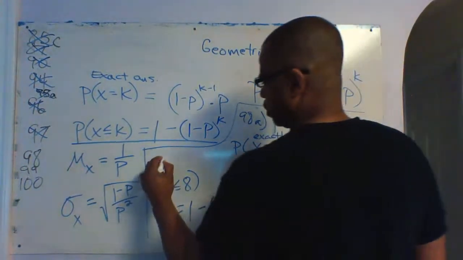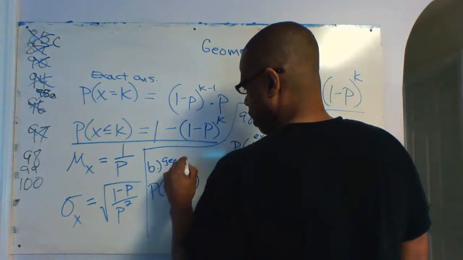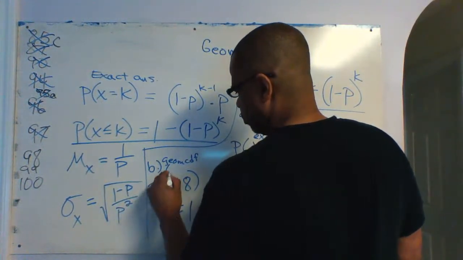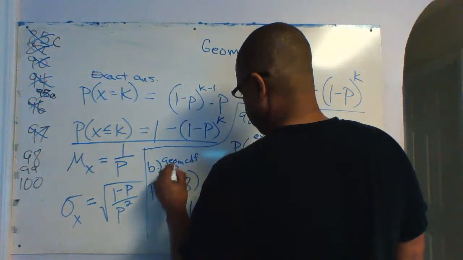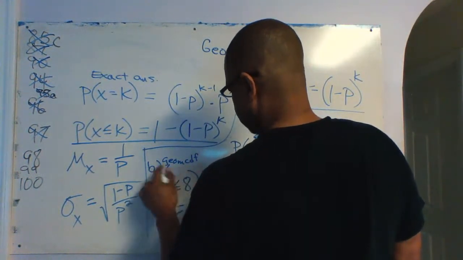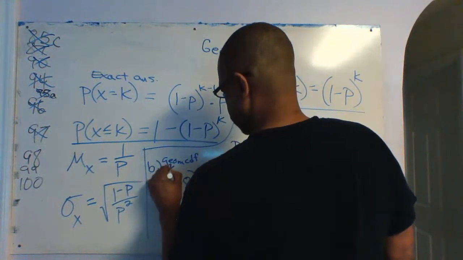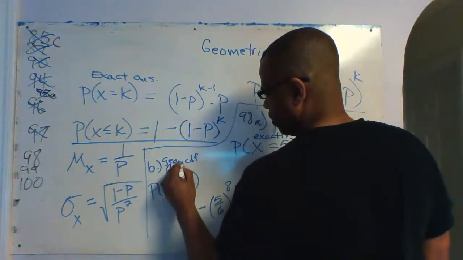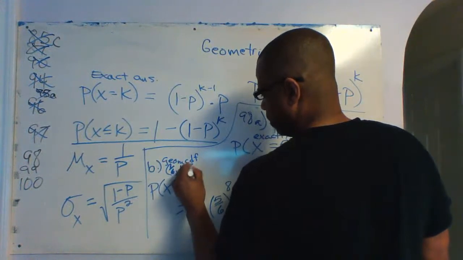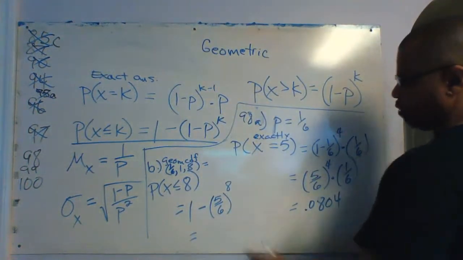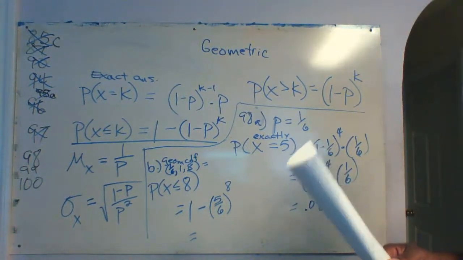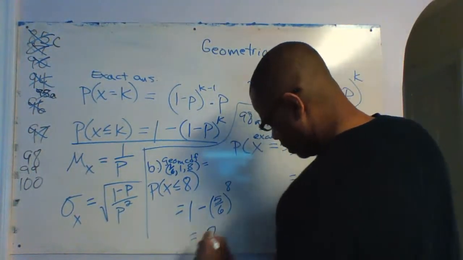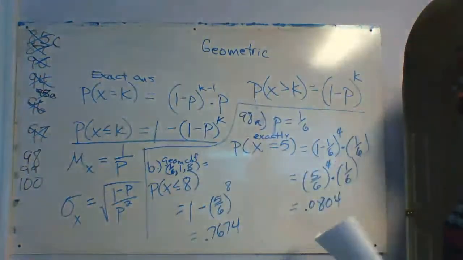And then again, if you want, you can check it with your graphing calculator by doing the cumulative. In other words, you can do geometric CDF, and then you do your probability, which is 1/6, and then a lower bound and upper bound. Your lower bound is going to be 1. Your upper bound is going to be 8. Then that should give you this right here, which should be 0.7674, rounded to 4 decimal places.